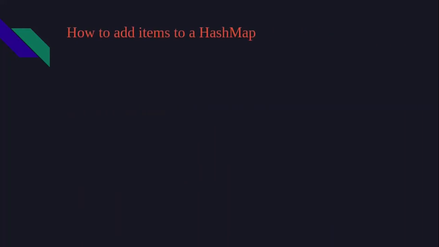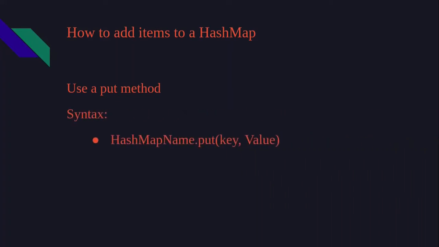Cool. So we have discussed how you declare a hash map. Now what we're going to talk about is how you add items to your hash map. There are different methods that you use to add items to your hash map. You can use a method called put, right? This is a method that allows you to have two parameters. You have the key and then you have the value, right? So the syntax is the name of your hash map and then dot, right?